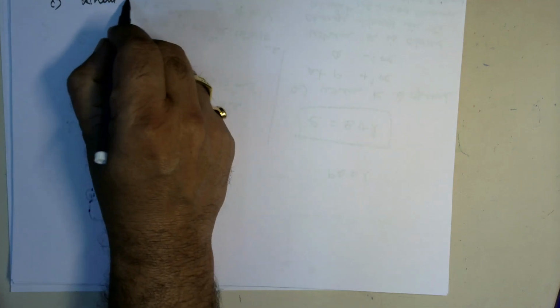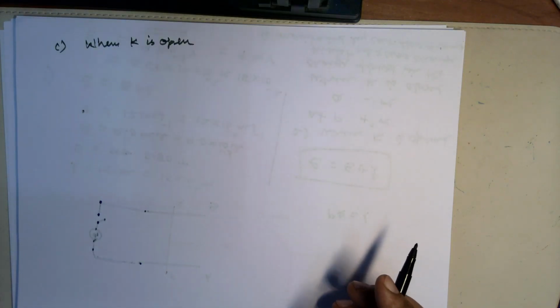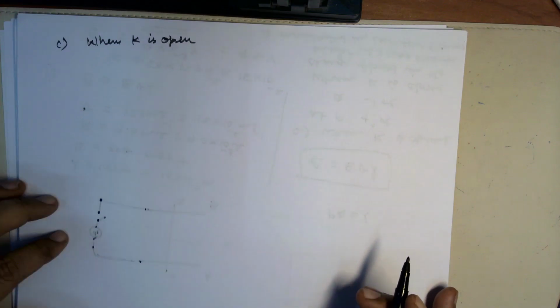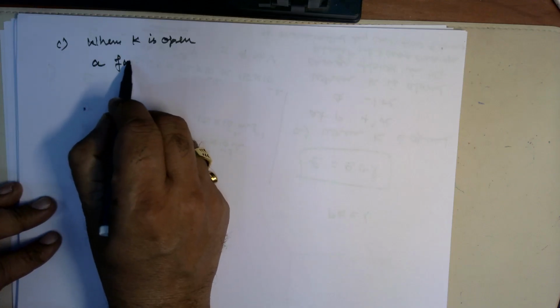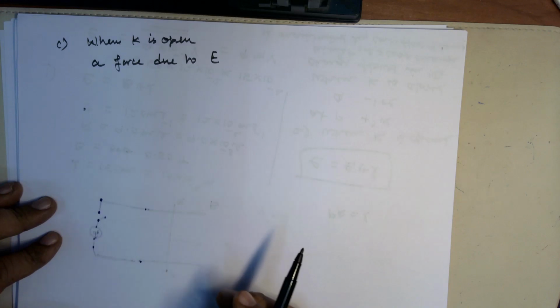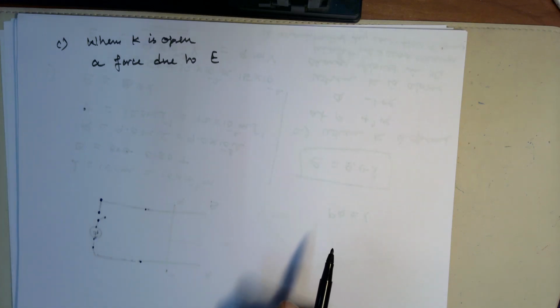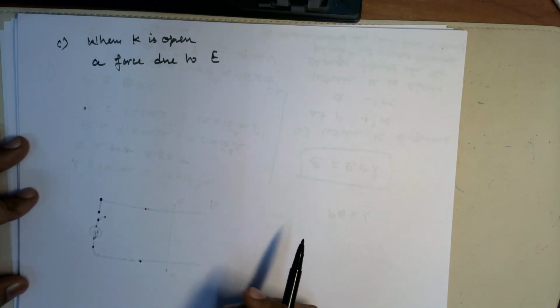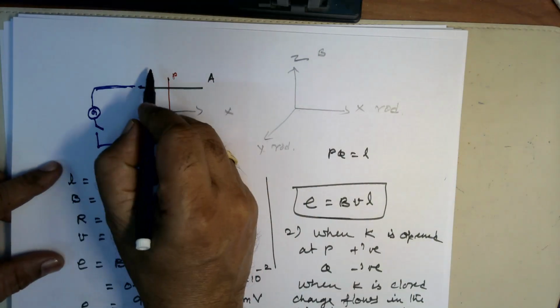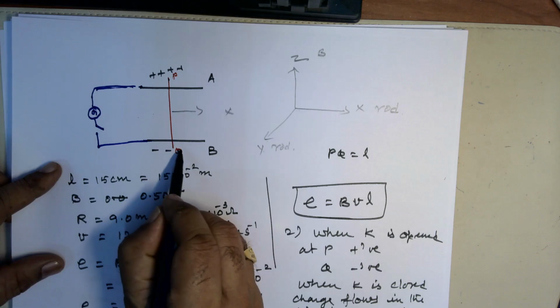When K is open, a force due to electric field. E represents electric field. That is due to the potential difference induced. Why this potential difference? Because as I already explained, at P there will be positive charges, at Q there will be negative charges. So between them there will be a potential. So the potential difference induced balances the magnetic force.